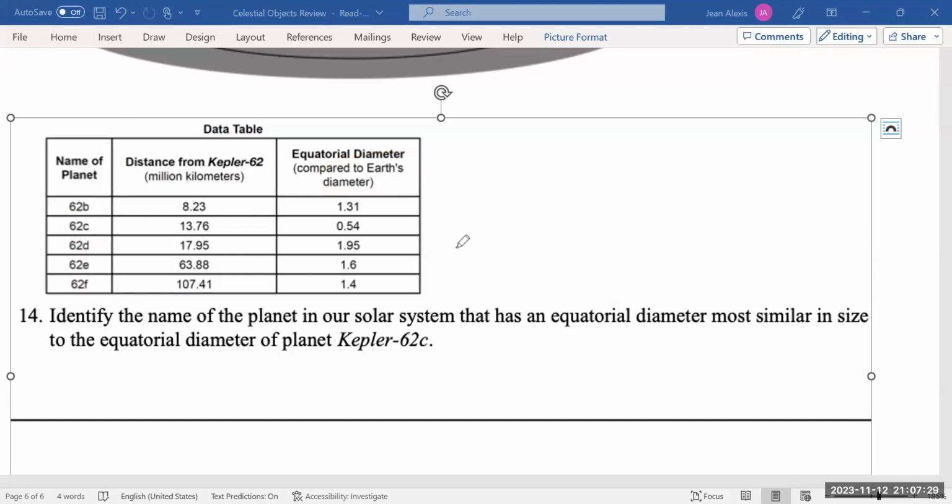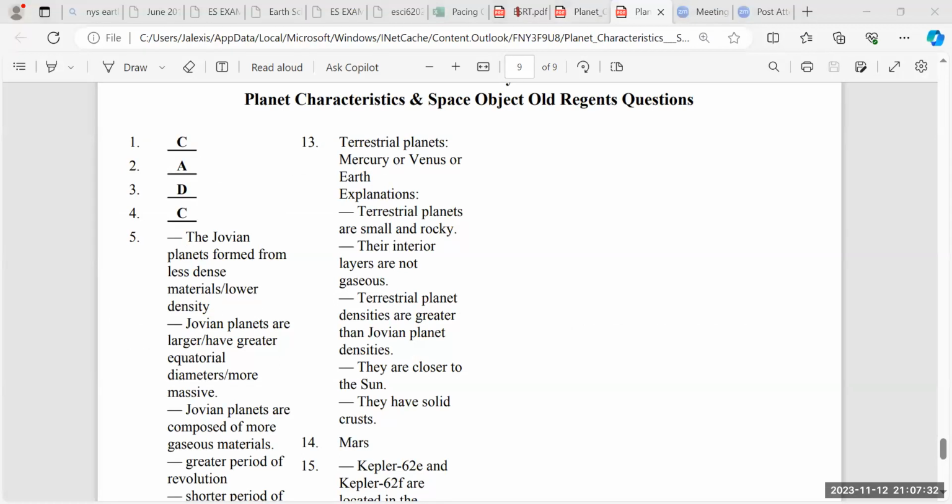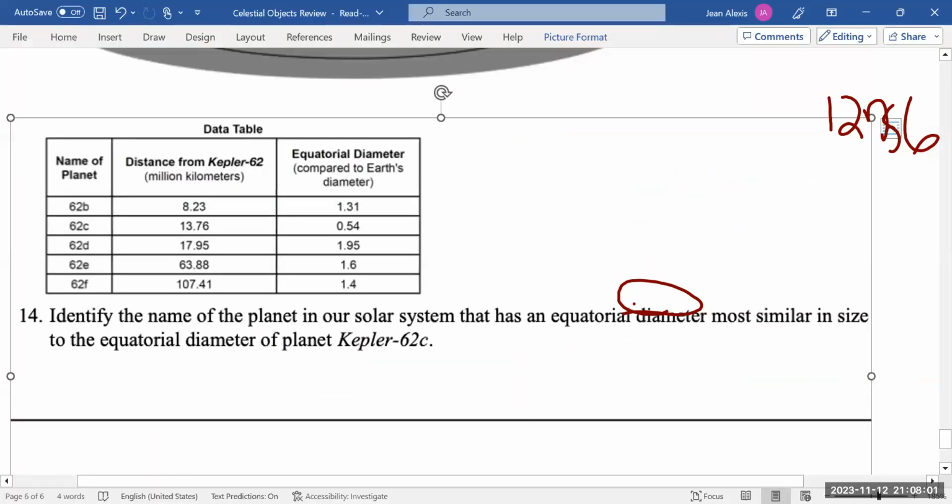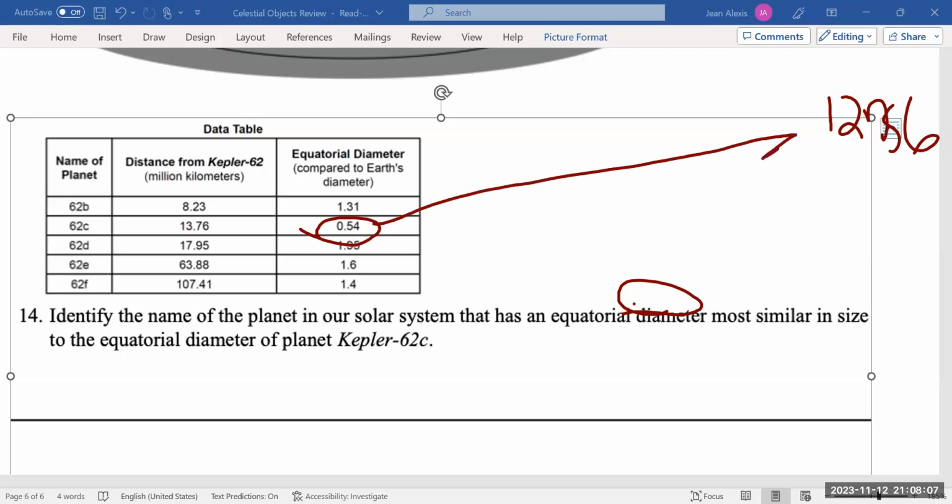All right. So let's look on page 15 of the reference tables. When I look on page 15 of the reference tables, Earth's diameter is 12,756. All right, equatorial diameter 12,756. Remember that number. I'm just going to write that on the side, 12,756. All right. So Kepler 62c is 0.54 times that number.